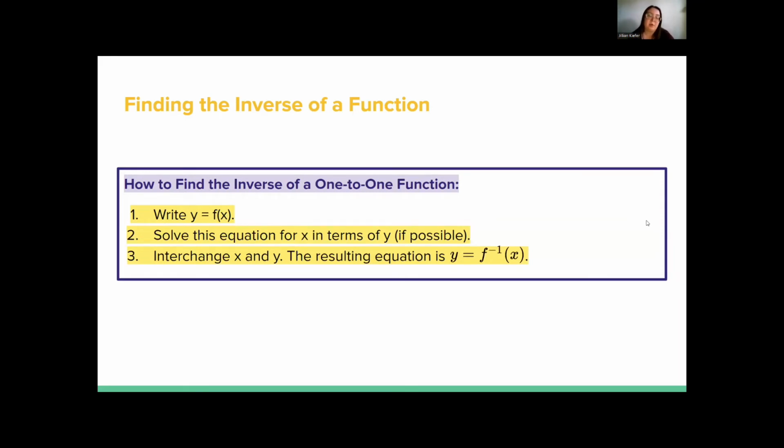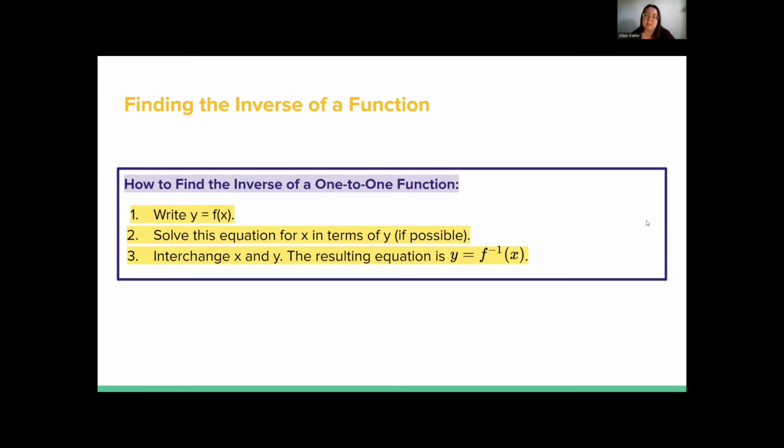So number 1, we would write y equals f of x. Since your function is going to be given to you as f of x is equal to some expression, you would just replace f of x with y. It just makes the rest of the problem a little bit more natural to use y instead of f of x, so you would change it to y just for simplicity's sake.